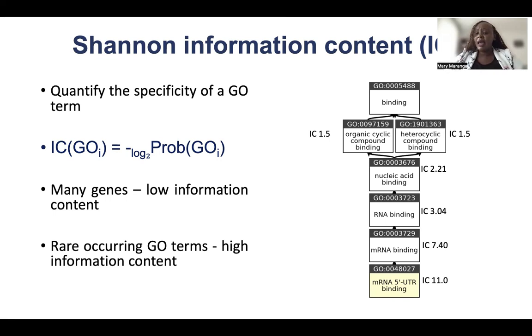Looking at the graph on my right, the gene ontology is organized in a hierarchical way, such that if a protein has the label mRNA 5' UTR binding, it automatically inherits all the parent terms that are associated with it. And as we go up the tree, we get more general terms with a lower information content. But when we go down the tree, we get more specific GO terms that have a higher information content.